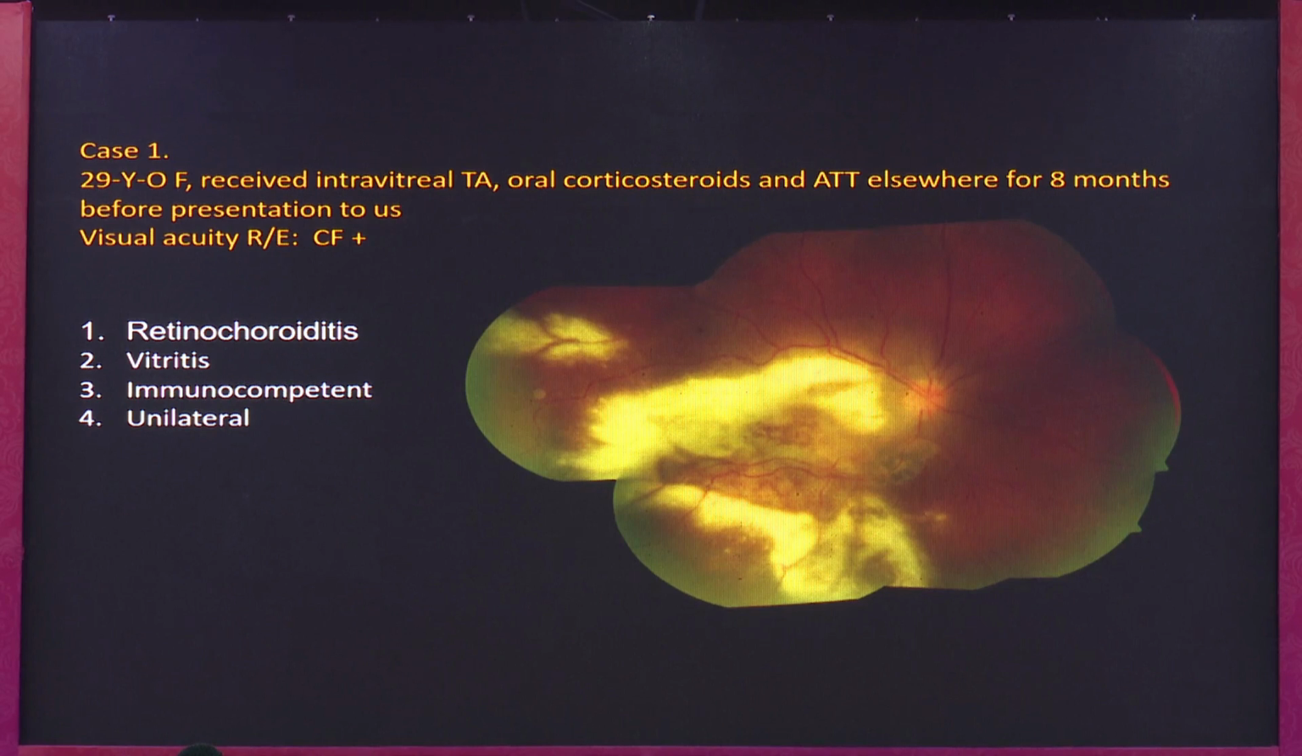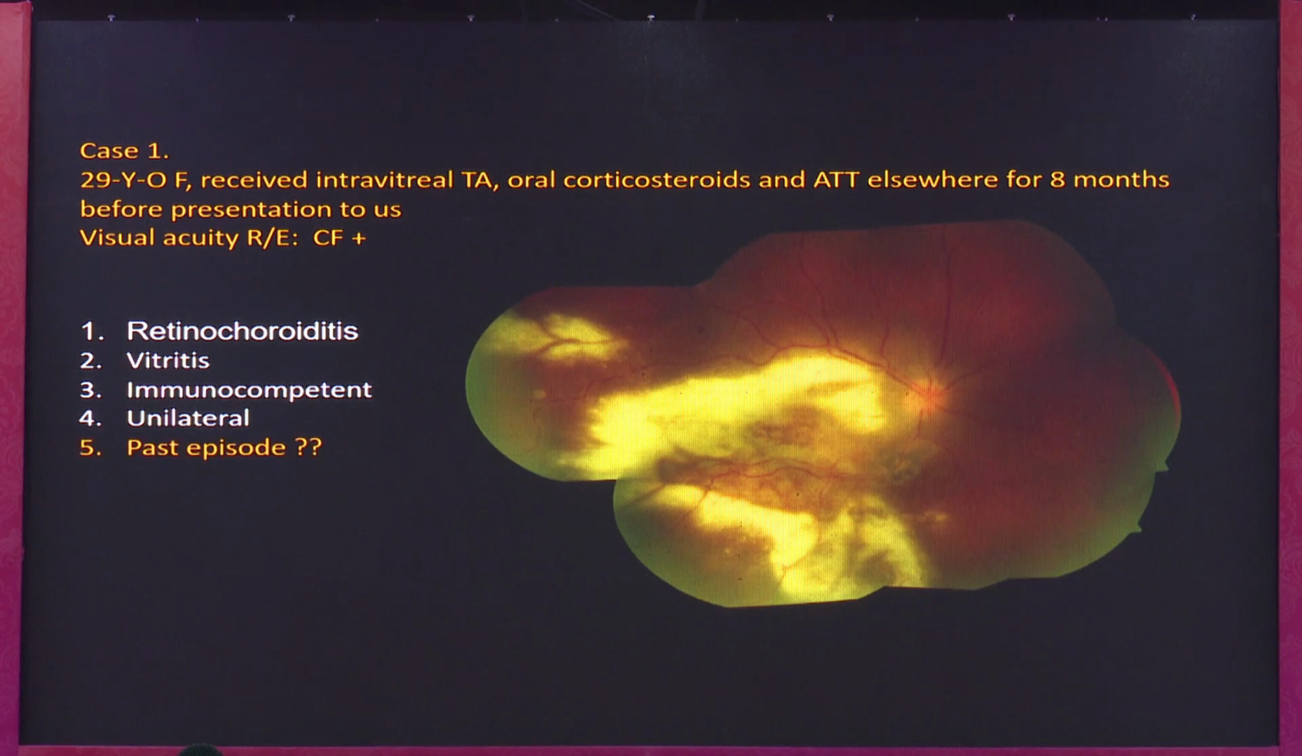This is a 29-year-old lady. She had received intravitreal triamcinolone, oral steroids, and even anti-TB before she came to us. Her vision is counting fingers. Now, the first question was, what is the pattern? It is retinochoroiditis. As you can see, it is the retina which is primarily involved and not the choroid. So if the retina is primarily involved, it cannot be TB, because TB primarily involves the choroid. She has an overlying vitritis.